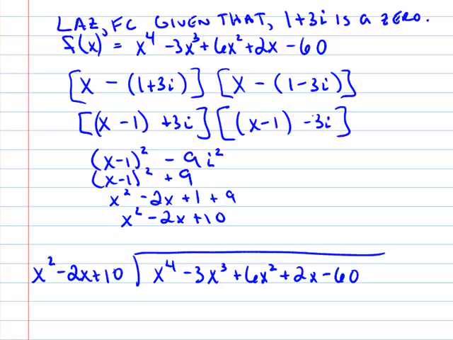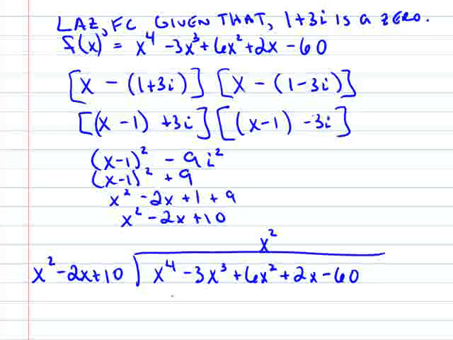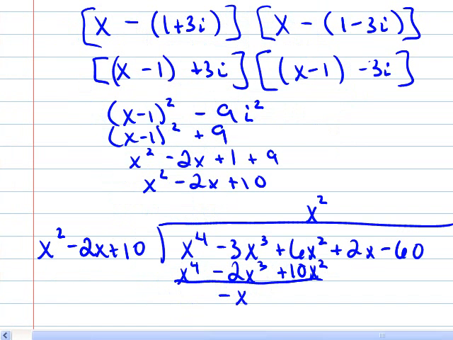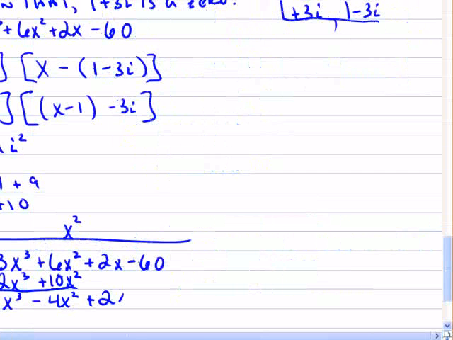Okay, what times x squared would give us x to the 4th? X squared times x squared is x to the 4th. X squared times minus 2x would be minus 2x cubed. X squared times 10 would be plus 10x squared. Change the signs and bring down. So I have a minus x cubed and a minus 4x squared. Bring down.